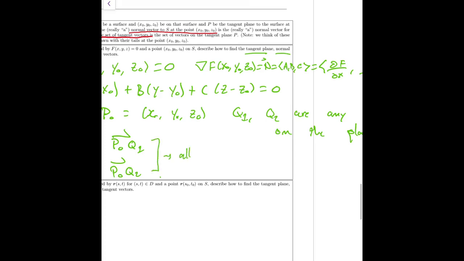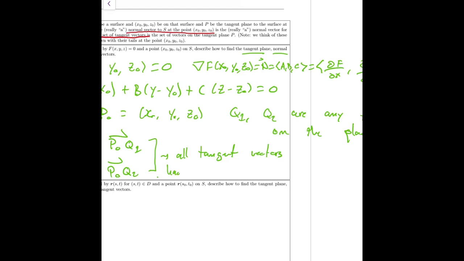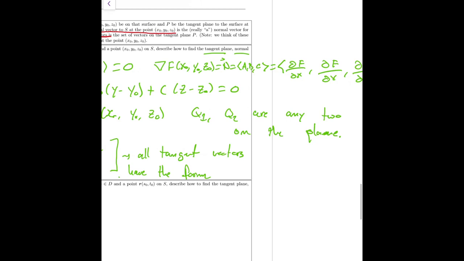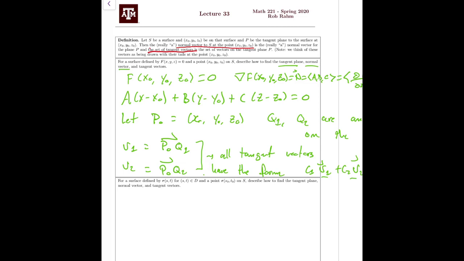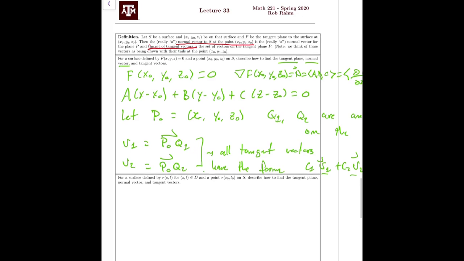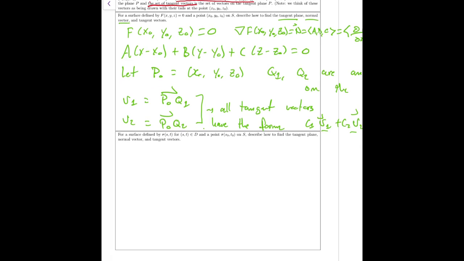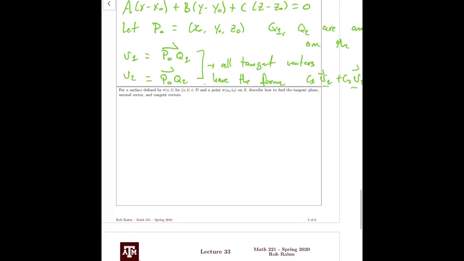So what this means is all tangent vectors to the surface at the point (x0, y0, z0) are linear combinations of v1 and v2. In other words, they have the form c1 v1 + c2 v2, where c1 and c2 are constants. This way we're able to find the tangent vectors. When we're given a surface in the form f(x, y, z) = 0, the easier thing is to find the normal vector and the tangent plane, and the slightly trickier thing is to find the tangent vectors, because we just kind of have to find two points on the plane. Not horrible, but not as straightforward.